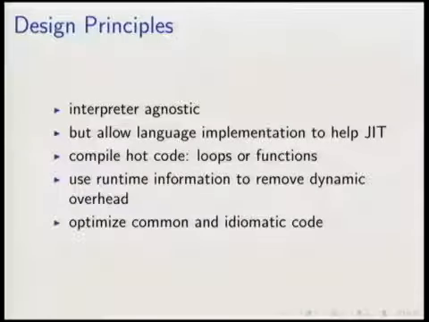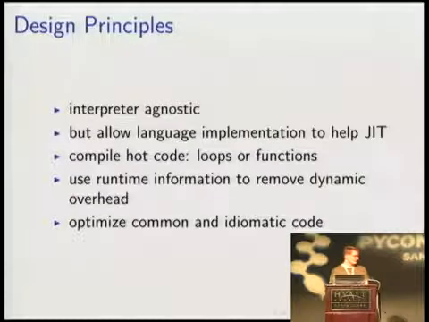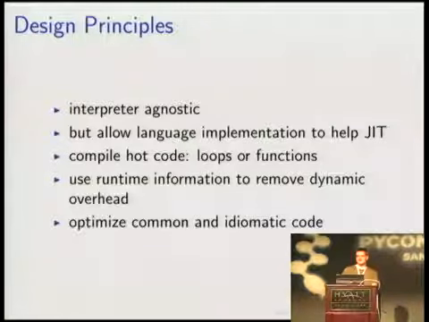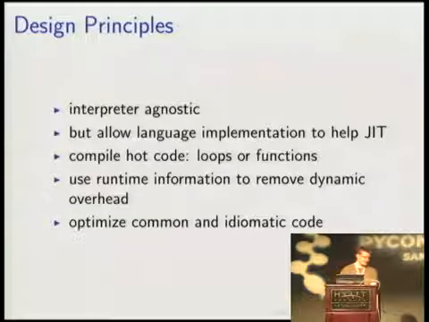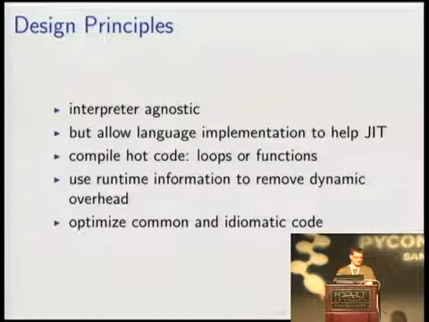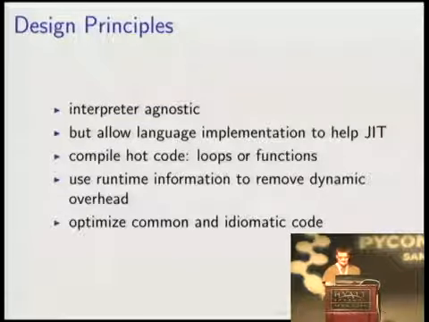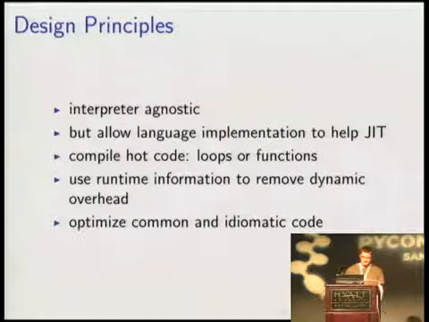Okay, so I'll start with the overall design principles of the PyPy JIT. One of the most important ones is that it's interpreter agnostic. We do not actually have a Python JIT. We have a JIT generator, which generates JITs for interpreters written in RPython for the PyPy translation toolchain. This works pretty well, but the JIT generator is not perfect and it cannot generate the fastest JIT immediately. So we have to allow the language implementation, the interpreter, to help the JIT with type inference, for example.